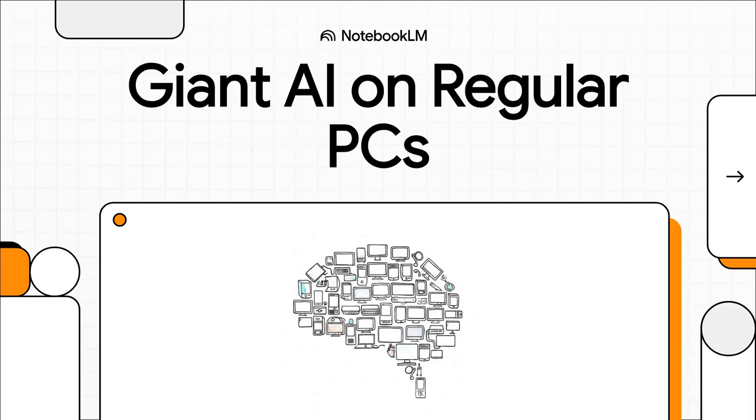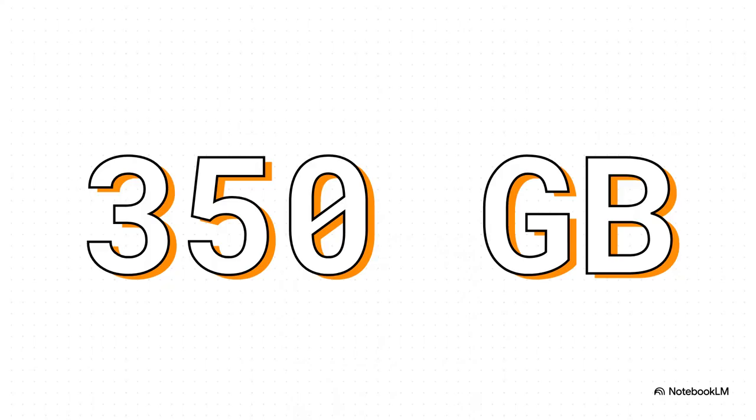Okay, so what if I told you that you could run a cutting-edge AI, the kind that usually needs a massive supercomputer, just by using a whole bunch of regular computers all connected over the internet? Well, we're going to dive right into that because a team of researchers has figured out a pretty groundbreaking way to do exactly that. So to get started, just take a look at this number, 350 gigabytes.